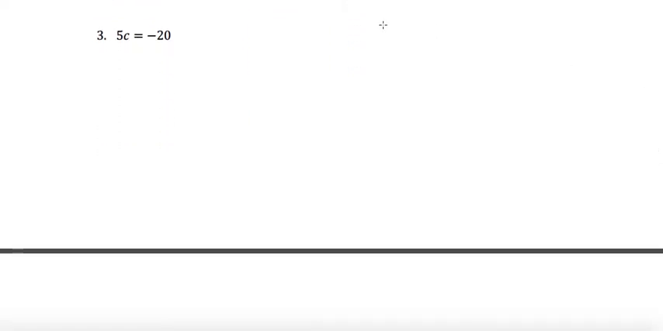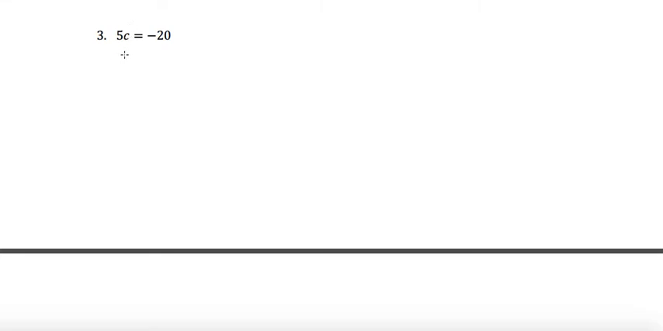Example 3 is 5c equals negative 20. So again, we want to isolate c, so we want to get c all by itself. So we have to ask ourselves, what operation is being done to the c? When I have a number, which we call a coefficient, directly beside a letter, which we call a variable, that means that we're multiplying. So the opposite of multiplying is dividing.